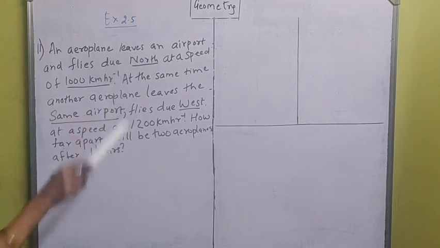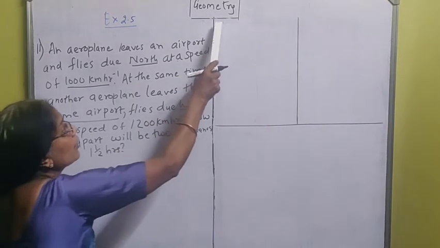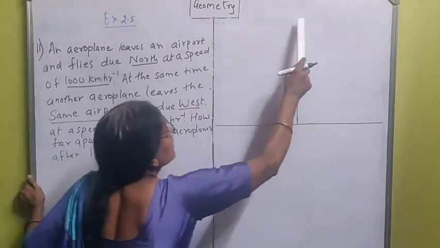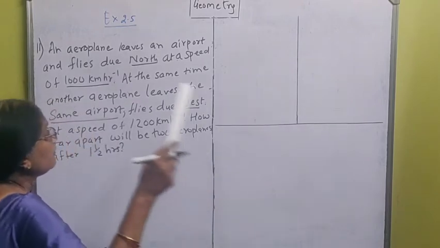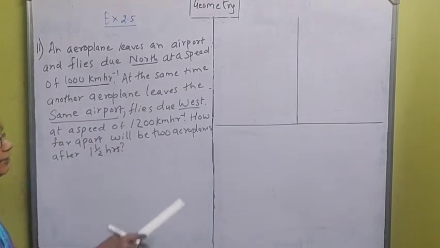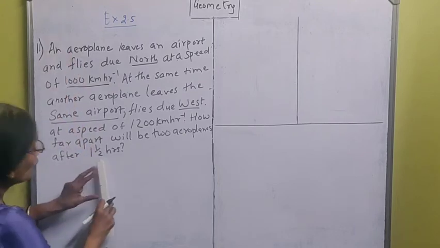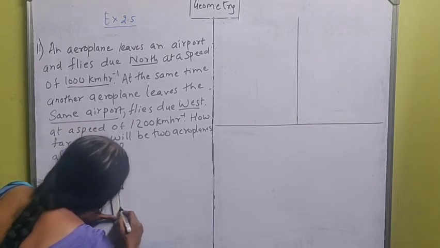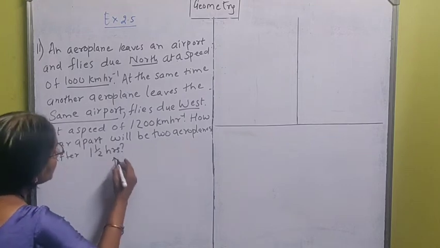So I am going to divide this into 3 parts. First I am going to do the diagram. In the first part I am going to find out the distance of aeroplane 1. In the second part I am going to find out the distance of aeroplane 2. And in the third part, using the Pythagoras Theorem, we are going to find out the distance between the first aeroplane and the second aeroplane. Now I will draw the diagram. We have to draw a diagram which shows the directions. Very important.